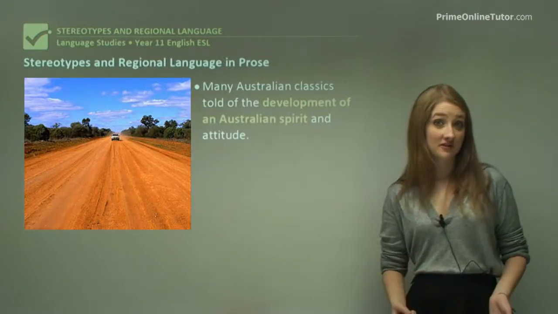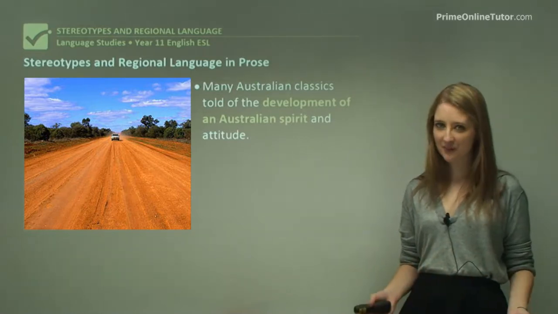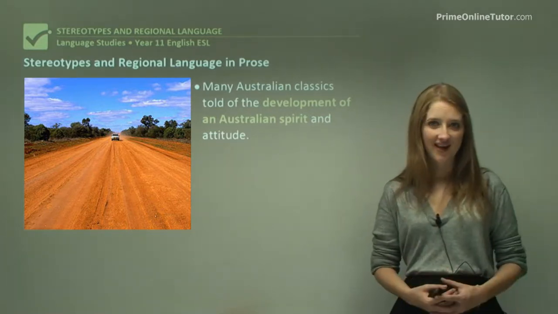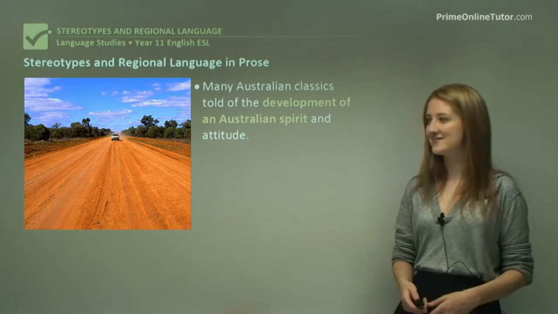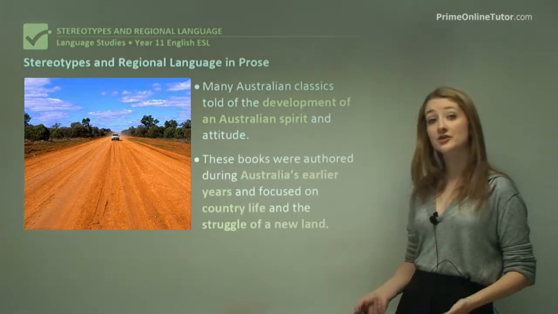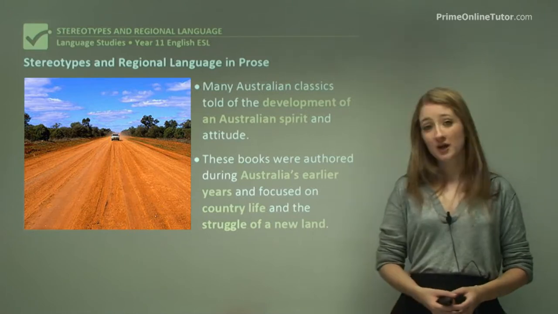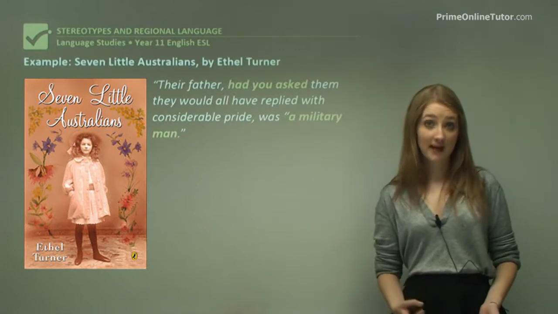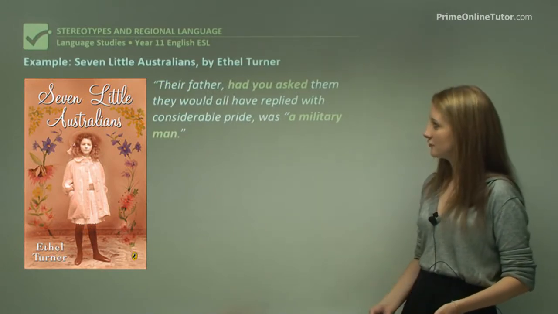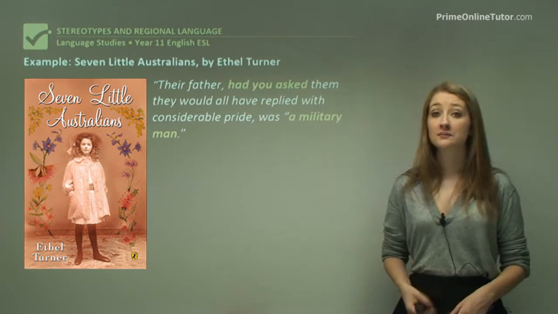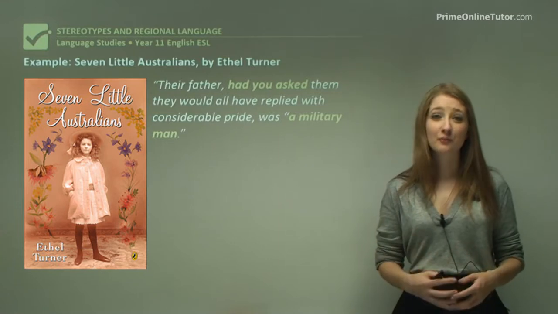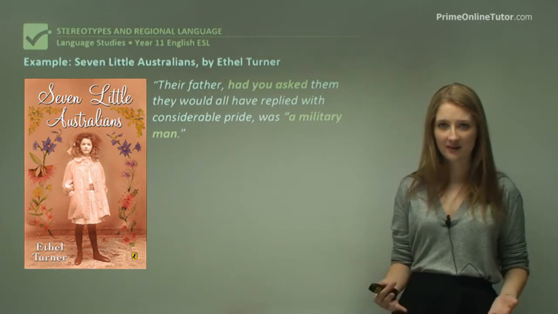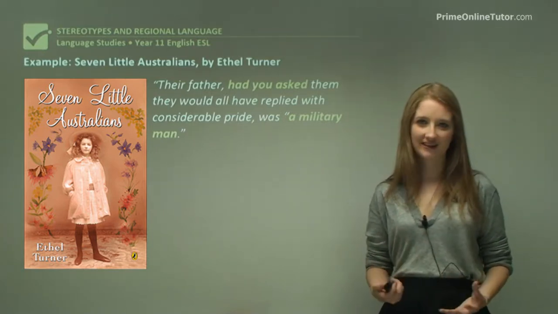Now let's have a look at stereotypes and regional language in prose, so moving on from poetry. Many Australian classics told of the development of the Australian spirit and attitude. So just like poetry, prose also did this. These books were authored during Australia's earliest years and focused on country life and the struggle of a new land. If we take a look at this example, it is an extract from Seven Little Australians, which is a classic Australian novel written by Ethel Turner. Basically, the idea of this book is it's about seven children who live in the Australian bush with their father and their stepmother. And it's about the adventures they have with the Australian land.